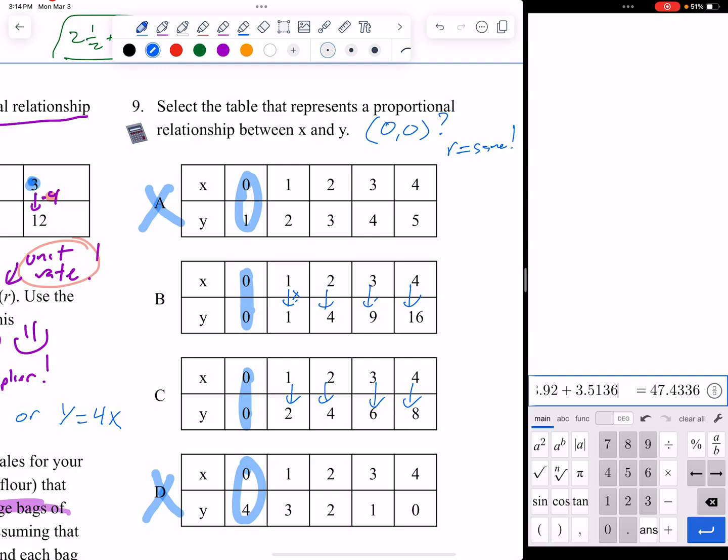So this was 1 times 1, this is 2 times 2, 3 times 3. Are those the same? No. This one is times 2, times 2, times 2, times 2. So that is your R, aka your multiplier, aka your unit rate. So that one is my answer.